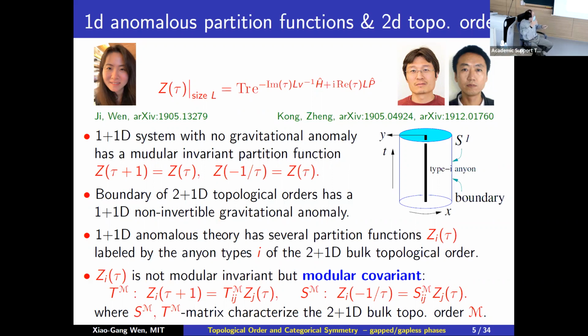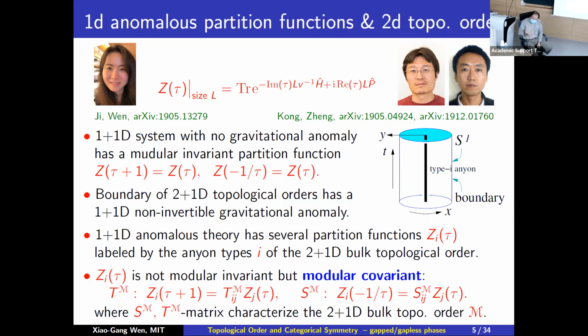So our intuition here is that this modular invariant condition is the anomaly-free condition. And we have an anomaly because we are considering a boundary with bulk topological order. This 1+1D system is supposed to be anomalous. The point is that the anomalous 1+1D system has a multi-component partition function. The partition function has many components. That's the key.